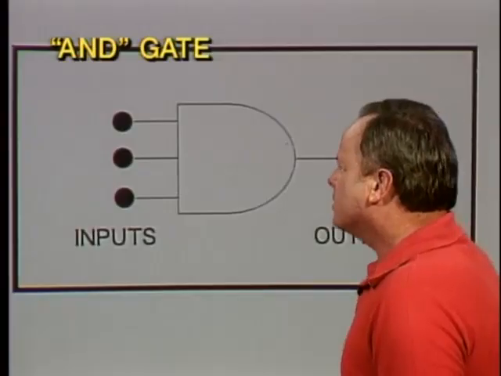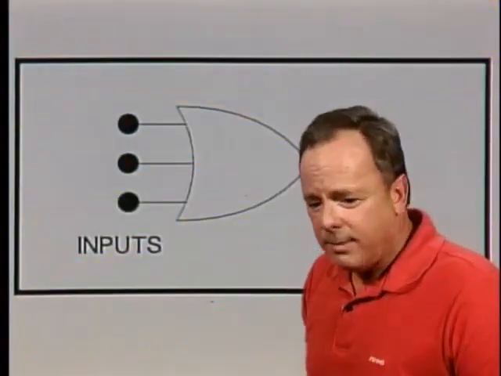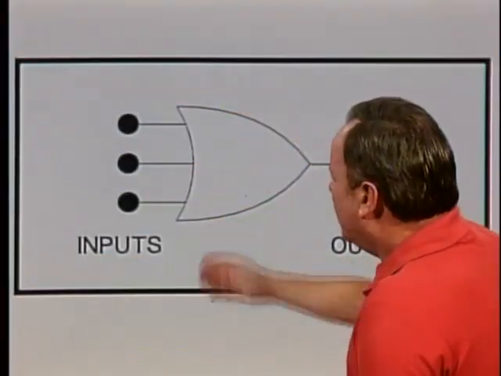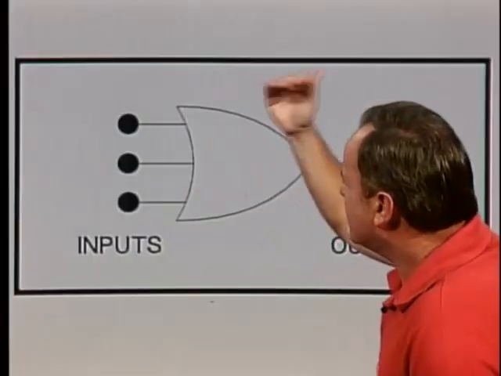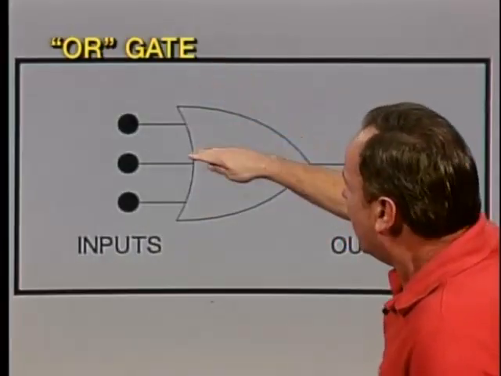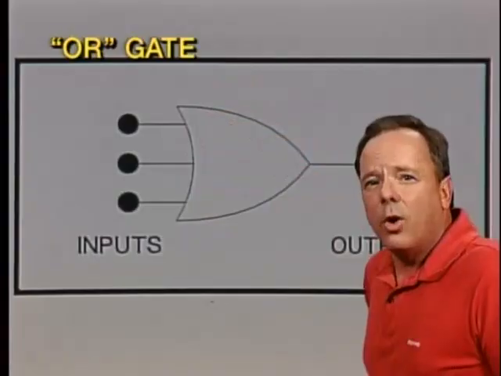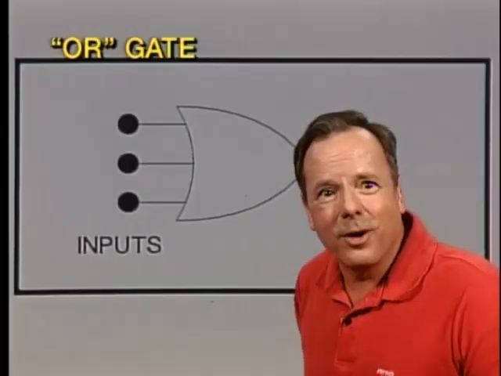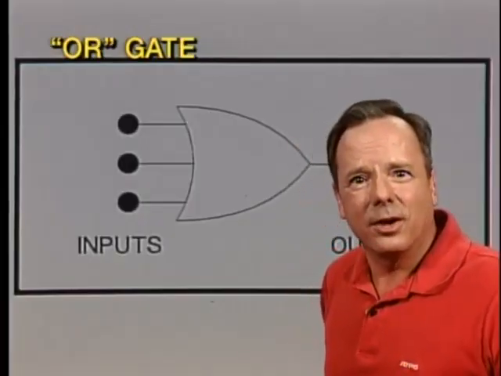Now let's take a look at what is known as an OR gate. And an OR gate, you might notice, has the shape of a boat. And if you have any trouble remembering that this is an OR gate, remember that boats have oars. And I am so sorry. That's the way it works. You're going to remember it now for the rest of your life.